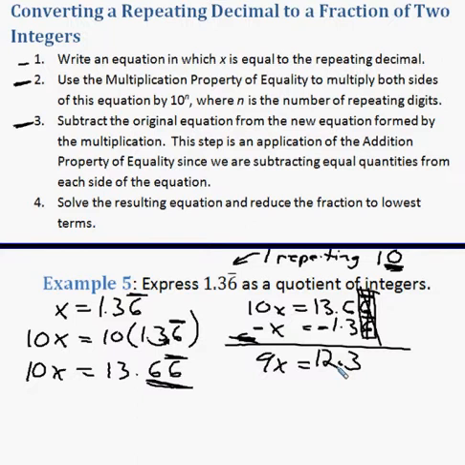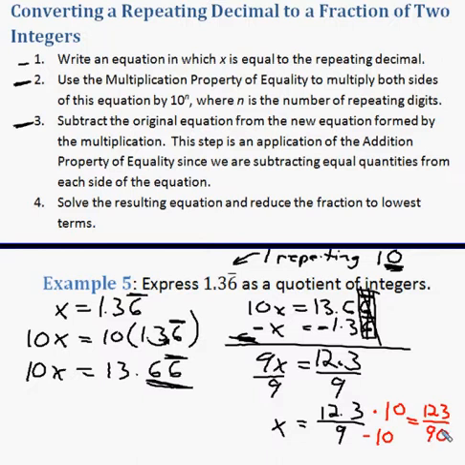I know that I want this as a quotient of integers. Well, I'm going to go ahead and divide by 9. And when dividing by 9, I have 12.3 over 9, and this is not a quotient of integers. So this is another little thing that you might have to do sometimes. I want the top one to be an integer. It is not. Well, in order to move a decimal over, I have to multiply by 10. So if I multiply the top by 10, I can also multiply the bottom by 10. And we will get 123 over 90.